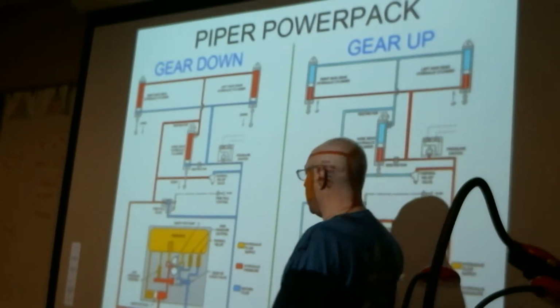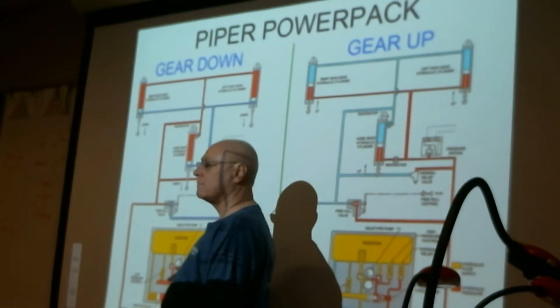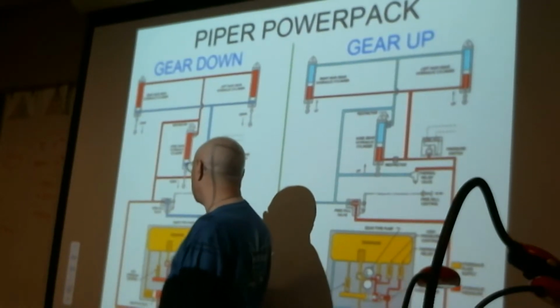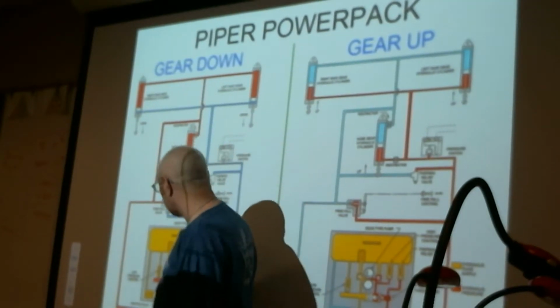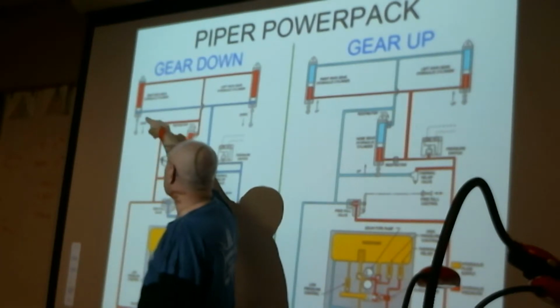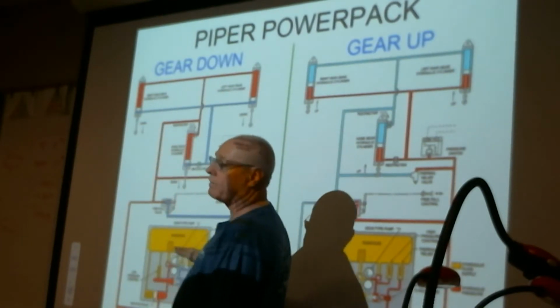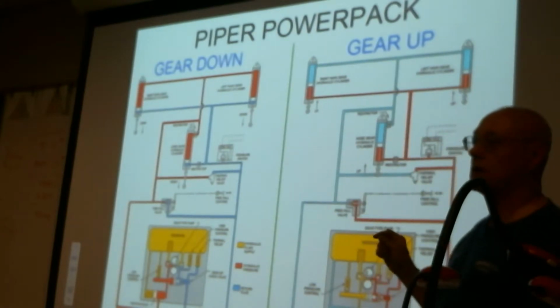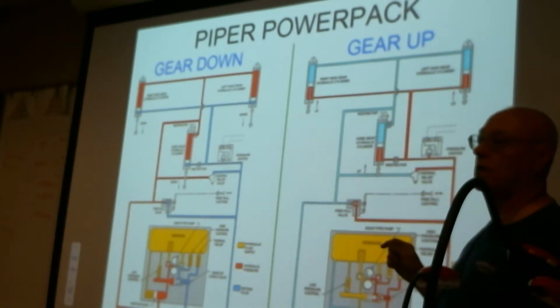You put the gear down, what it does is it drives the electric motor connected to the pump in the opposite direction of rotation, and it allows hydraulic fluid to enter into these cavities of the actuator, and it drives the gear down. Eventually, there are limit switches that tell the electric motor to shut itself off. So it's really a simple system.